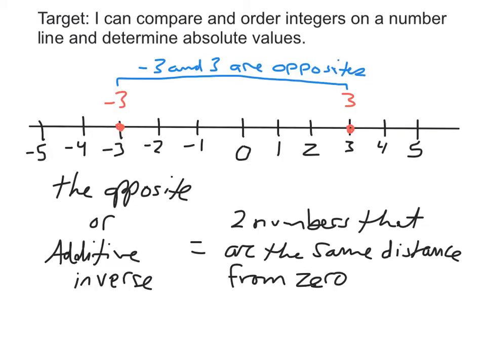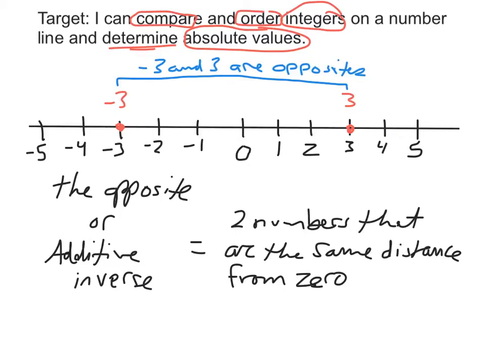In this lesson, the target states, I can compare and order integers on a number line and determine absolute values. So things we're going to need to review are, what are integers and what is absolute value? The things we're going to need to be able to do: compare, order, and determine. Let's take a look at this number line as an example.